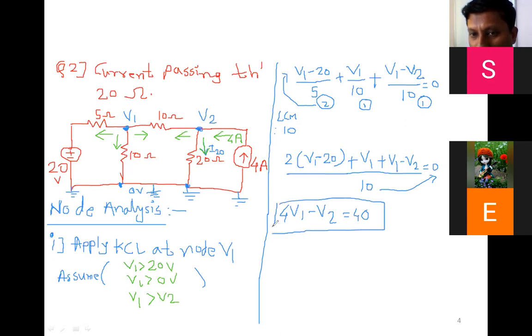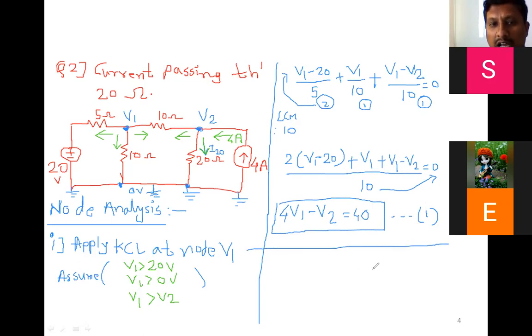Where two unknowns are there. So this will be the first equation. I gave it the number 1. There is one equation and 2 unknowns. No scientist or mathematician in this world can find the answer. 2 unknowns with only 1 equation. Okay. So 2 unknowns means we require a minimum of 2 equations. So one more equation we are going to find out. So how to find it? Apply KCL at node V2.